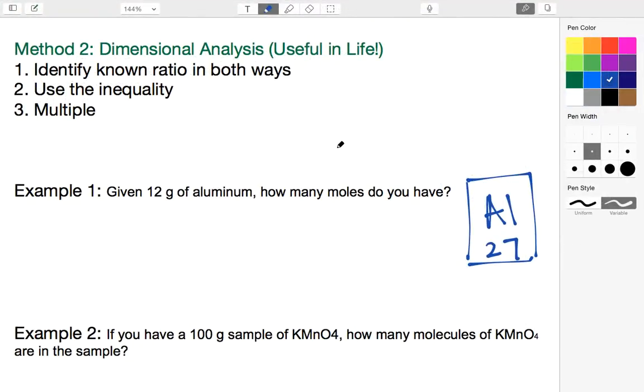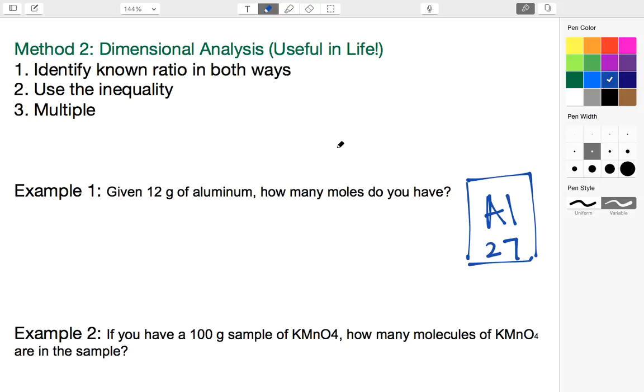All right, so this is method 2, and method 2 is called dimensional analysis. This is still using moles to get to grams or atoms or molecules and converting between those 3 types of units. This is actually more useful to know in life because when you convert from seconds to hours, hours to minutes, and things like that, you're basically doing this, but you're doing it in your head.